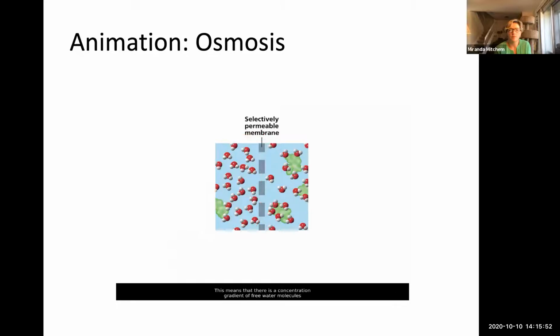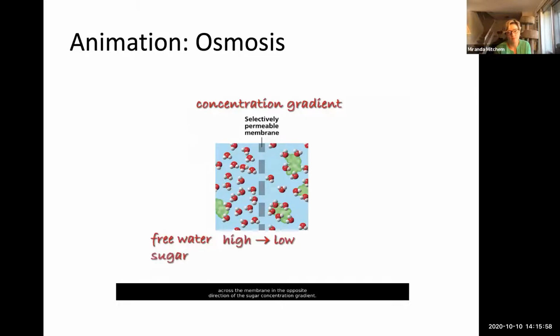This means that there is a concentration gradient of free water molecules across the membrane in the opposite direction of the sugar concentration gradient. If the membrane barrier weren't there, the sugar and the free water would both diffuse, each down its own concentration gradient, until the concentrations on both sides were equal. But the membrane is there, and only water can pass through it, not sugar. What we have here are the conditions that cause osmosis.